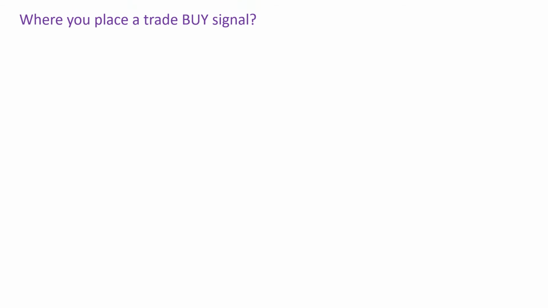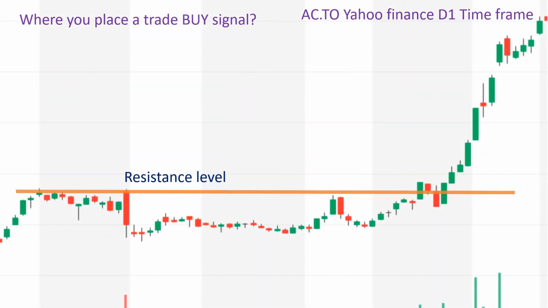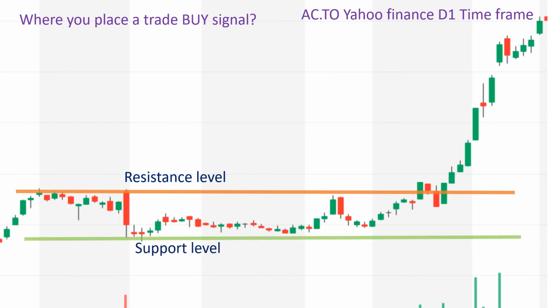Where to place a trade, buy signal. This is the Yahoo Finance Air Canada stock, D1 time frame, and this is the price trend. I installed the resistance level, and this is the support level. The price is ranging between these two levels, and this is a buy signal. These two candles indicate a buy signal.